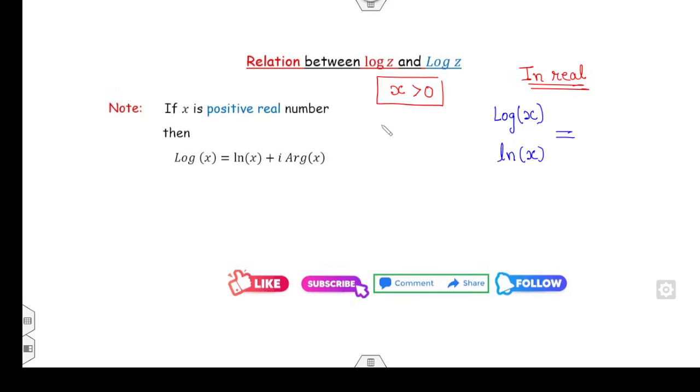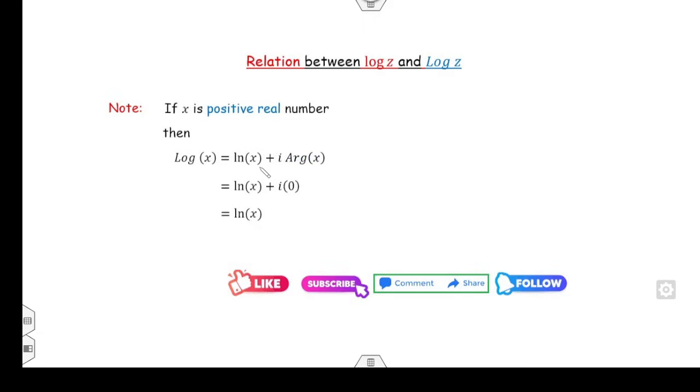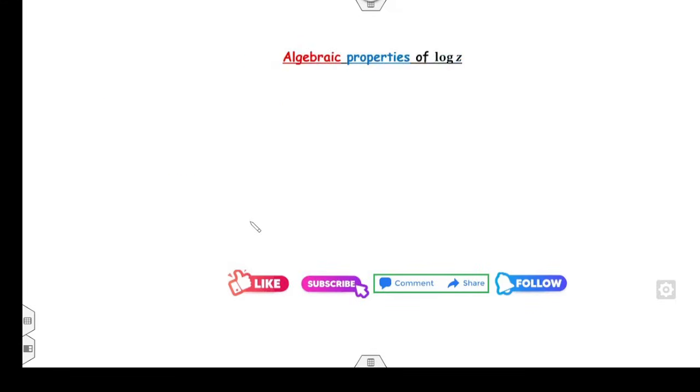Because whenever x is a positive real number, can you find the argument of z? If x is a positive real number, that means y will be 0. That means tan inverse of y over x is 0. So in that case, the argument will be 0. So you can see log of x and ln of x are the same. That is why it is said that in real analysis, whether you write log of x or ln of x, both are the same.